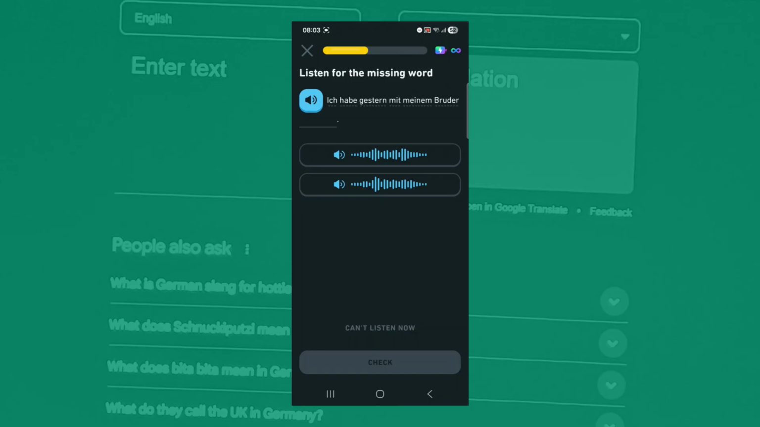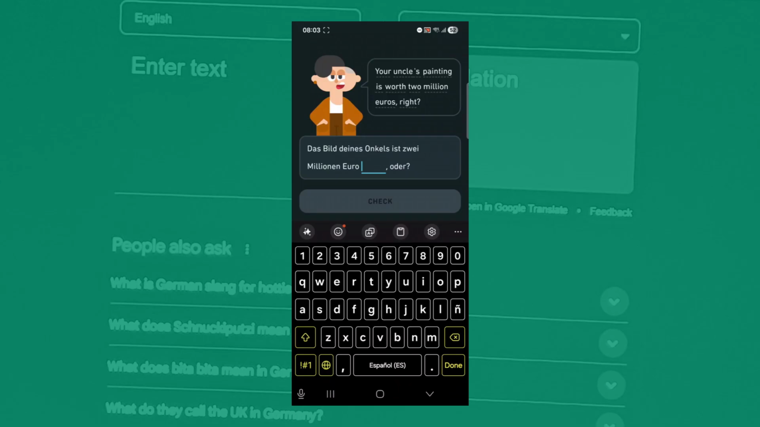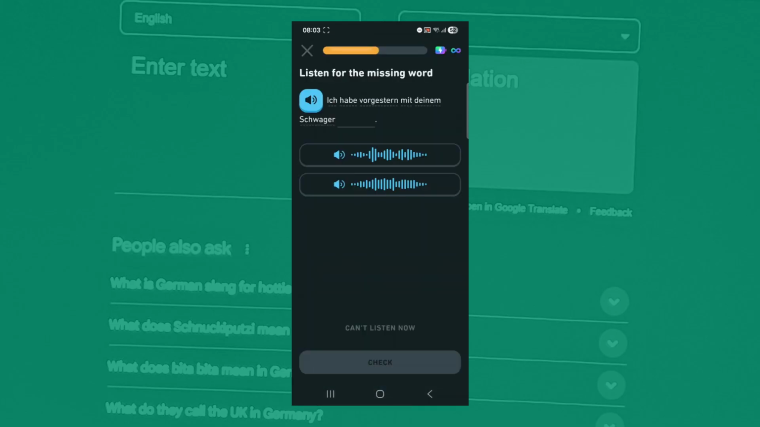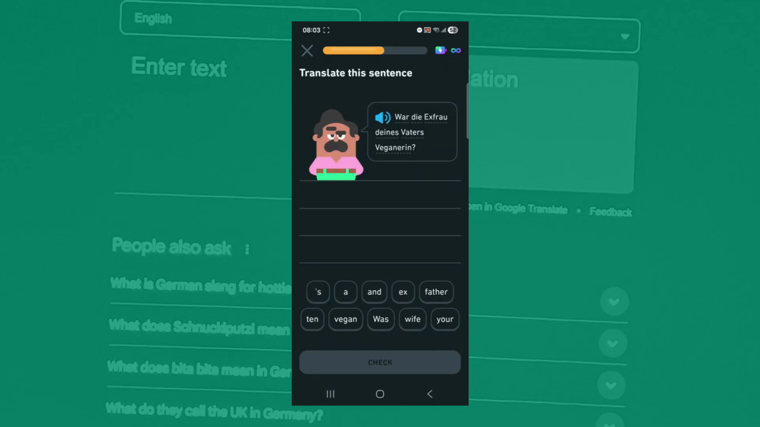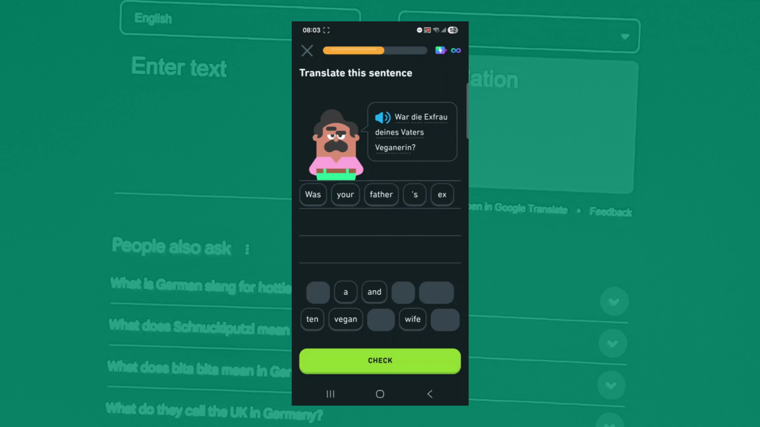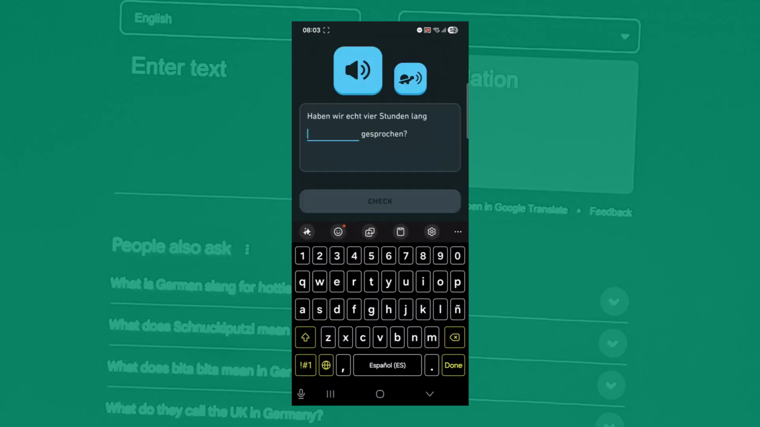Ich habe gestern mit meinem Bruder telefoniert. Telefoniert. Das Bild deines Onkels ist 2 Millionen € wert. Ich habe vorgestern mit deinem Schwager telefoniert. Telefonieren. Telefoniert. War die Ex-Frau deines Vaters Veganerin? Haben wir echt 4 Stunden lang miteinander gesprochen?